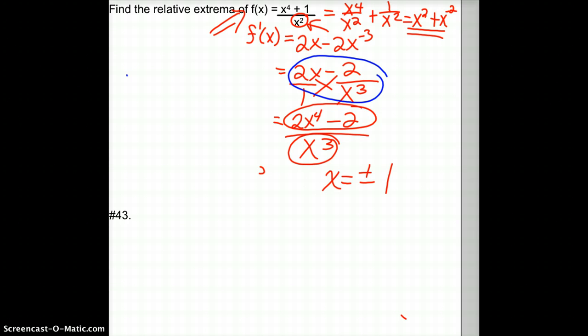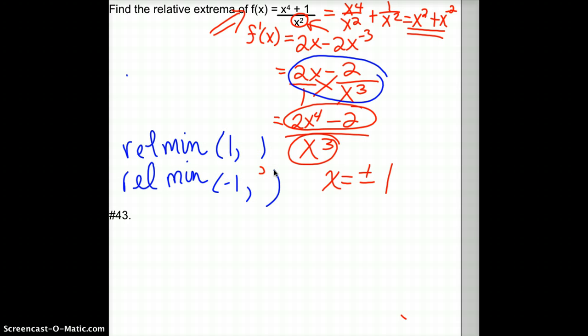All right, anyway, so we had 2 relative mins at 1 and at negative 1. And to find the y values, we'd have to go back to the original function and put those in. So that's it for this part of the notes. I'm so sorry about that.